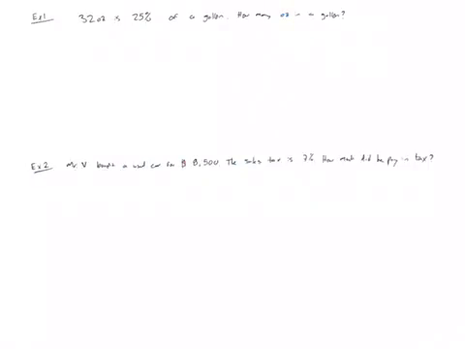Example 1 says 32 ounces is 25% of a gallon. How many ounces are in a gallon? So I'm going to try to set up an equation for this. Notice I have 25%, 32 ounces, 1 gallon, and I want to know how many ounces are in a gallon. So I'll say 32 over X, the whole, how many ounces are in a gallon, is equal to 25 over 100.